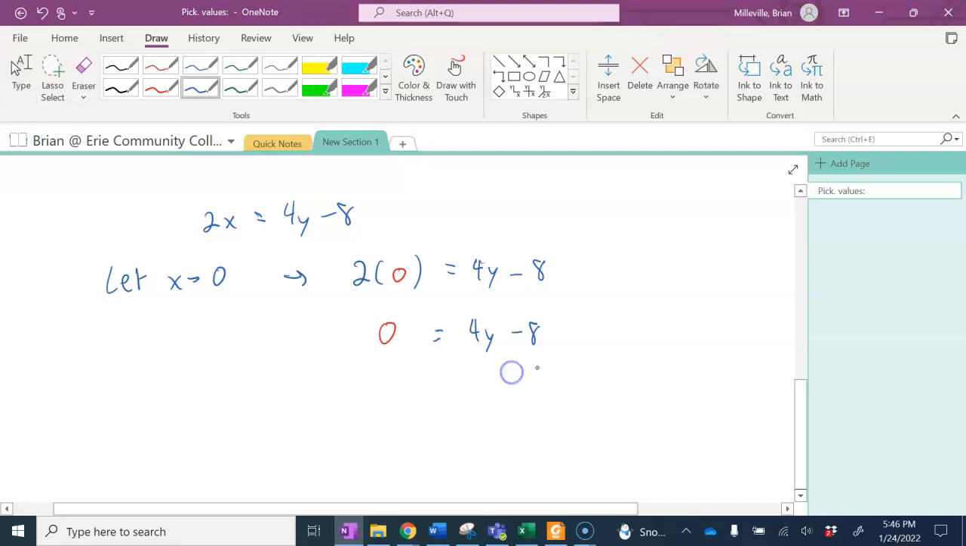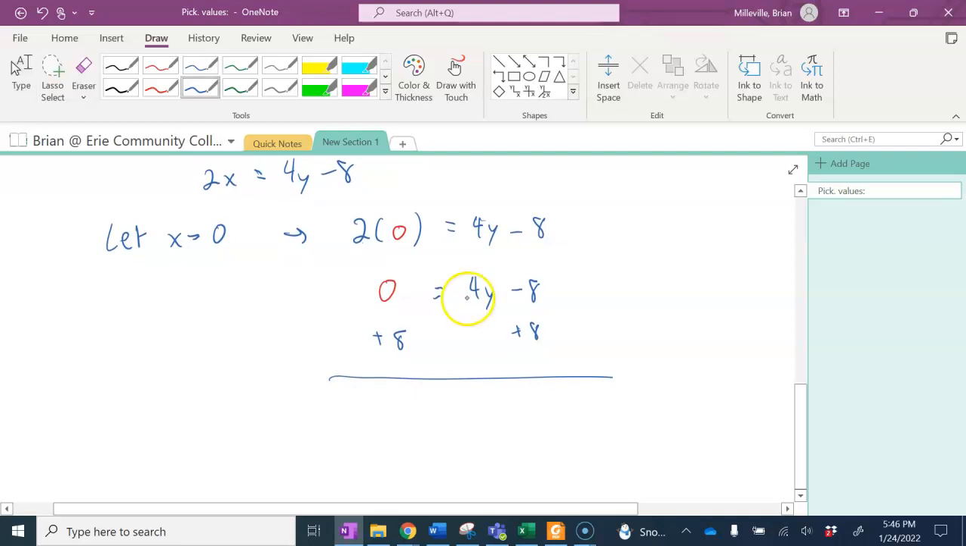With linear equations, we're always trying to isolate the variable. For this one, I want to add 8 to both sides. I like to keep the coefficient in front of the variable positive if we can. So adding 8 to both sides, we get 0 plus 8, which is 8. On the other side, we're left with 4y plus 0, which is just 4y.